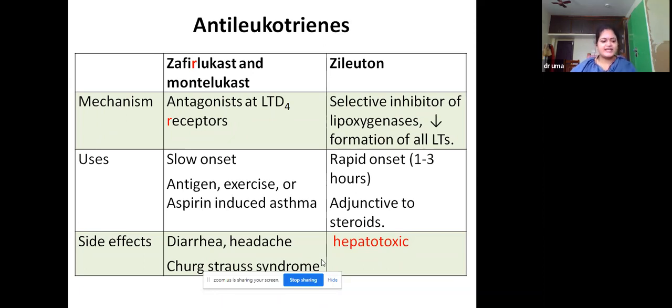Based on the side effect profile, this is also a commonly asked question: which drug causes Churg-Strauss syndrome as a side effect? Even though it is a rare side effect, which is vasculitis with eosinophilia, it is commonly asked. It is with zafirlukast. And zileuton causes hepatotoxicity.